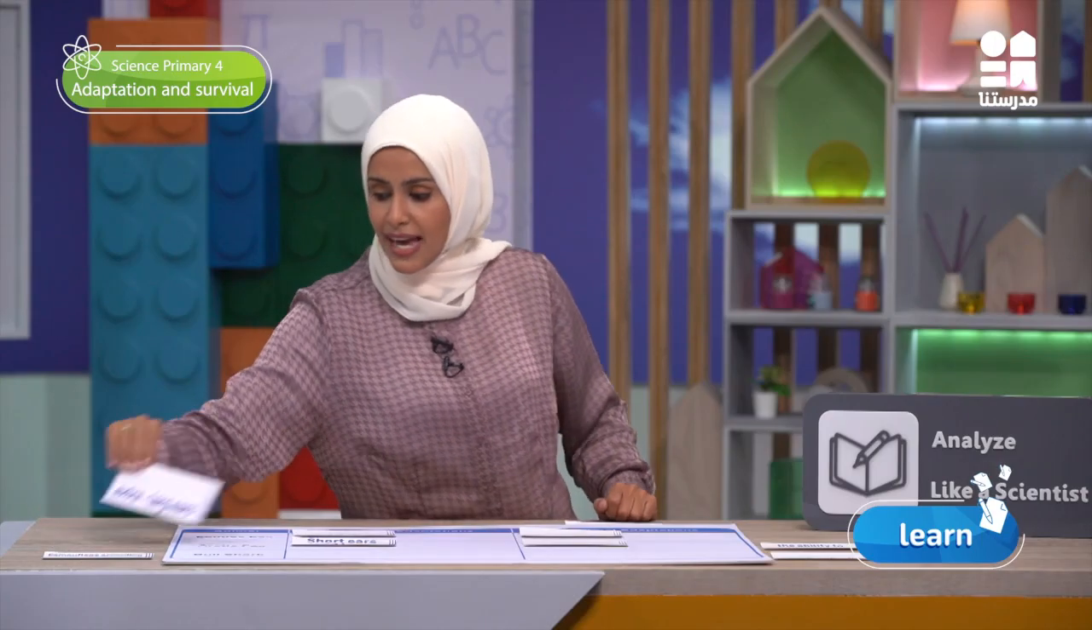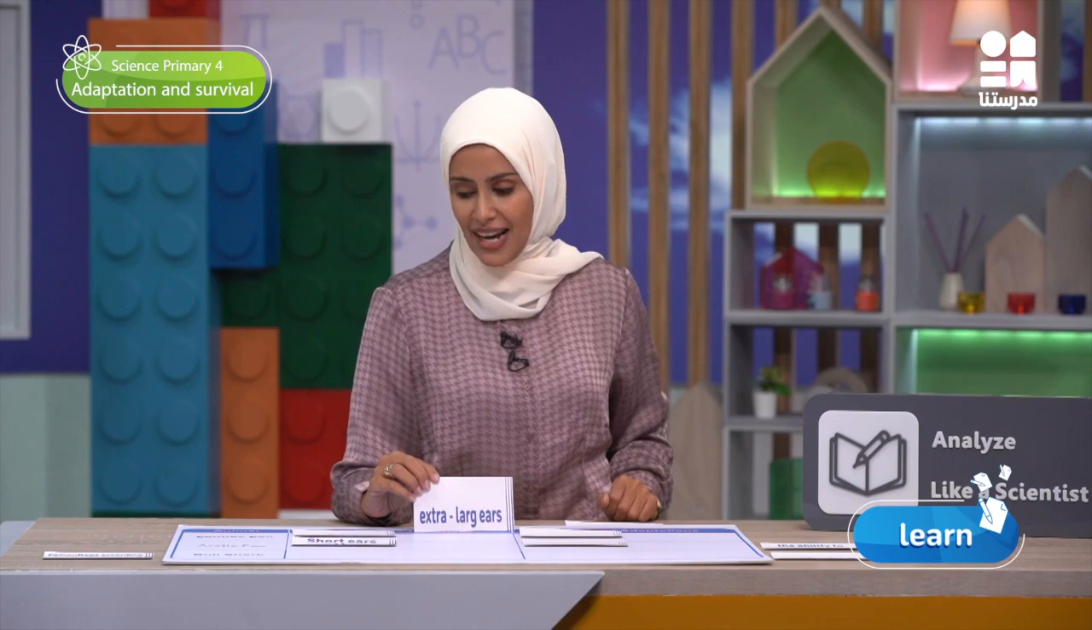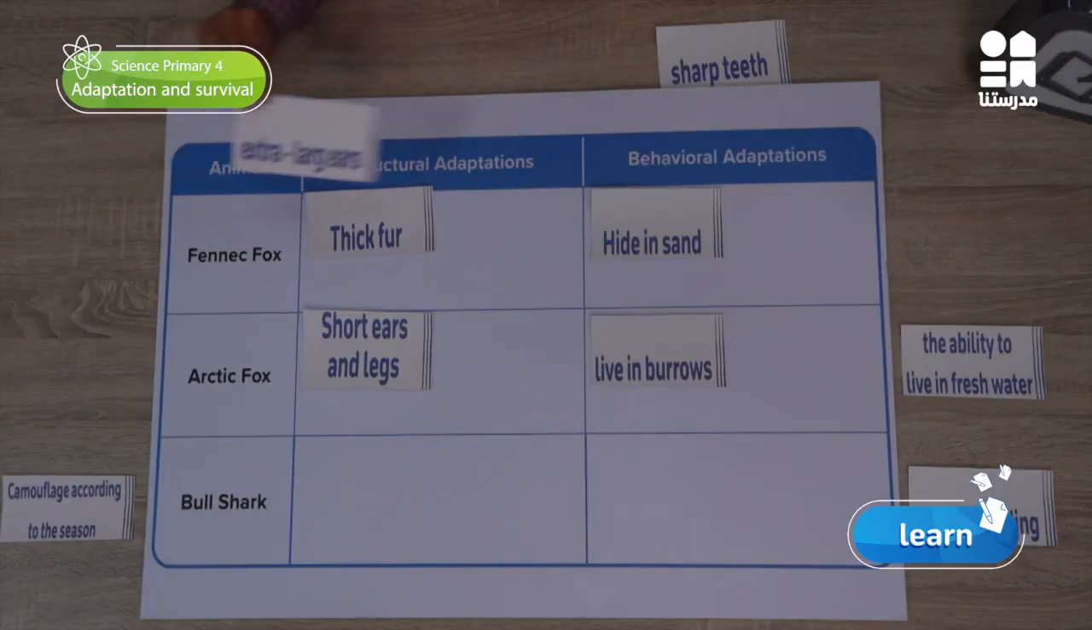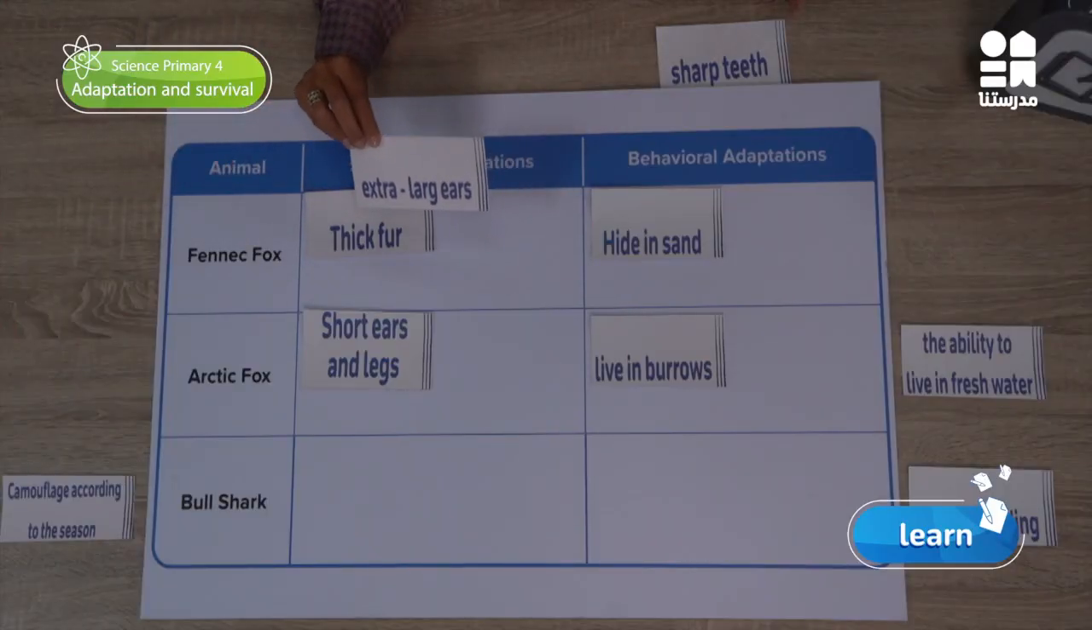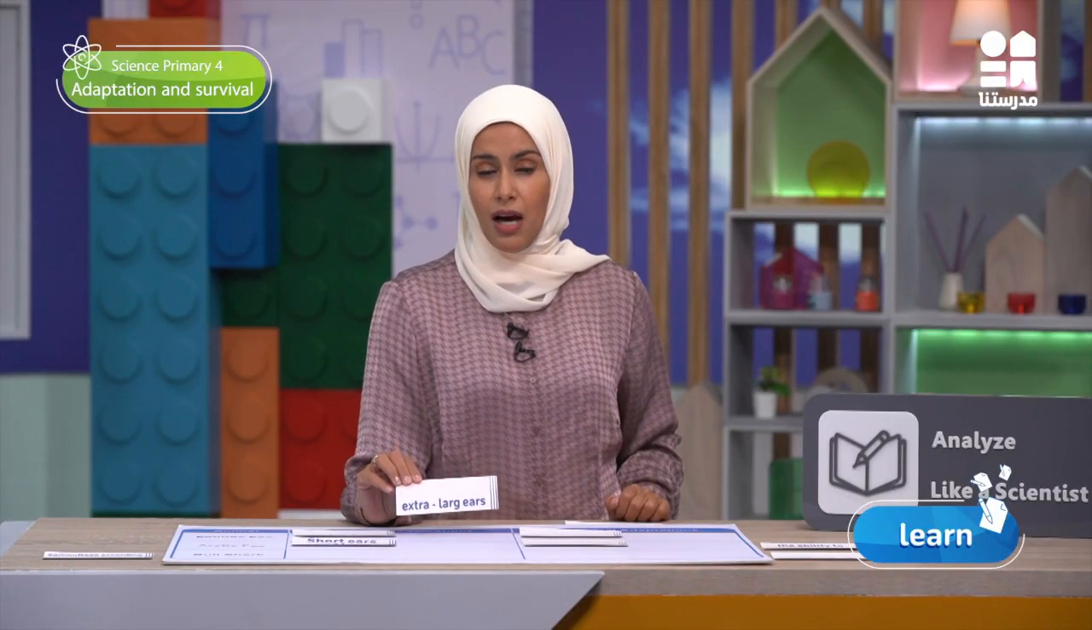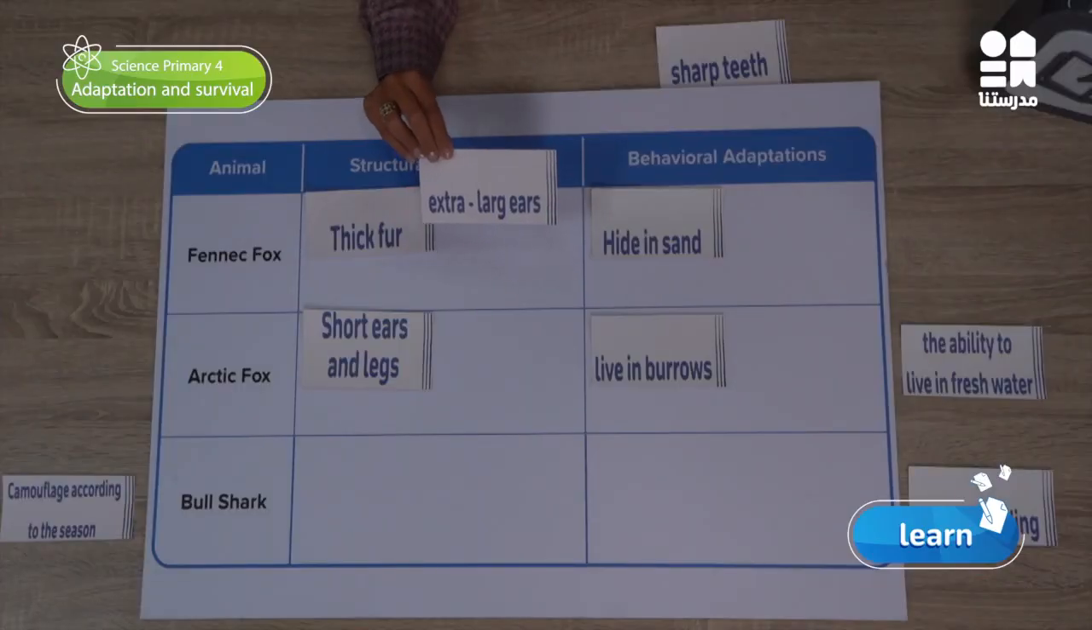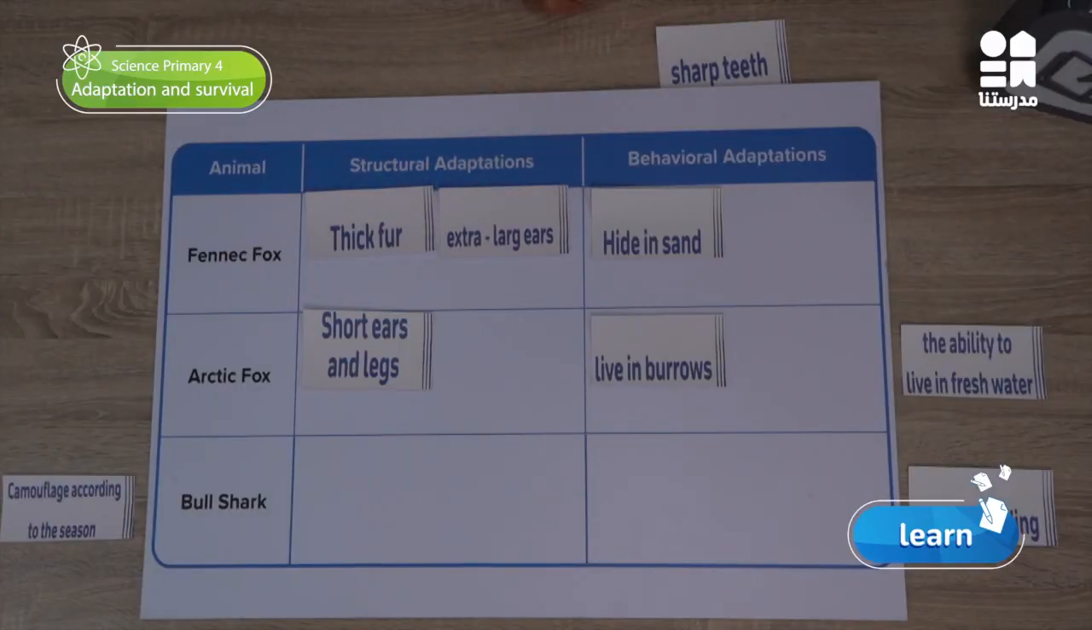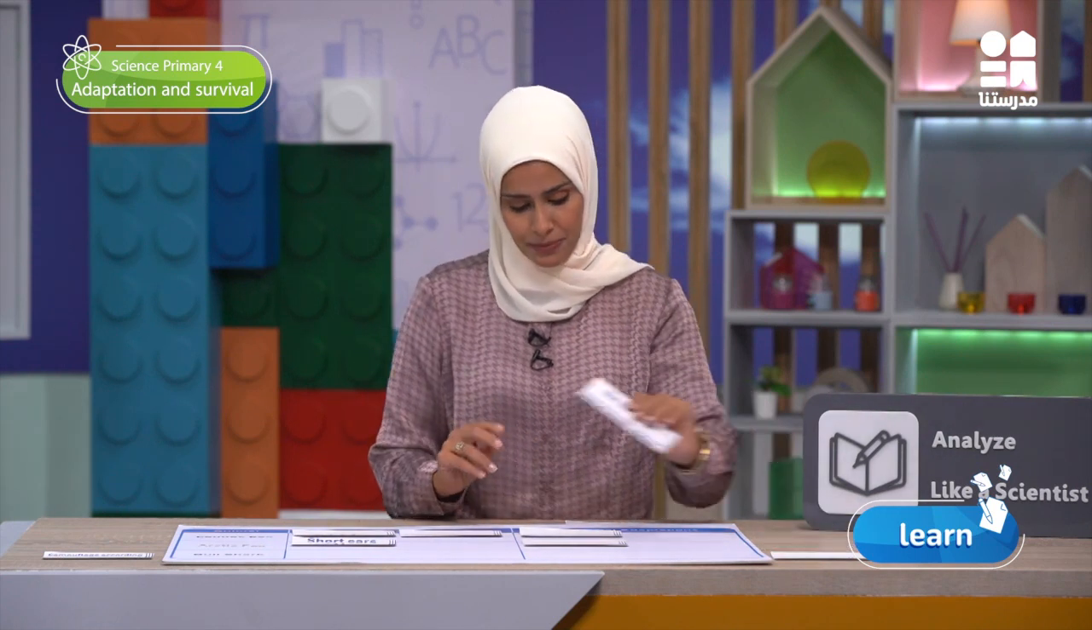What about the extra large ears? Who has extra large ears? Yes, you are right. It's the Fennec Fox. The Fennec Fox's extra large ear is a structural or behavioral adaptation. I hear someone answering that it's structural adaptation, and you are right. It's structural adaptation because it's related to a body part.